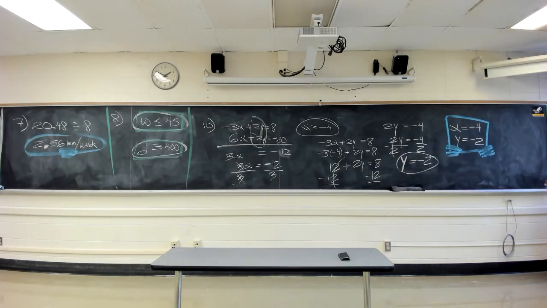Let's just make sure something careless didn't happen here. 3 and negative 4 for number 9, and negative 4 and negative 2 for 10.